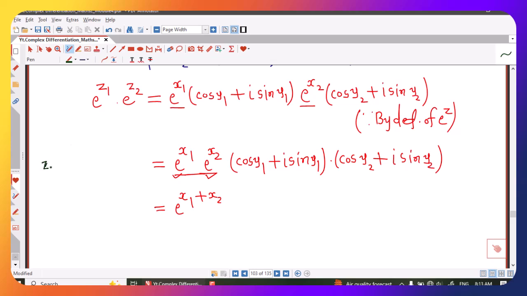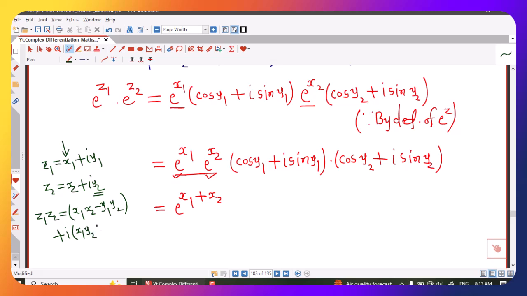Now to multiply these two, we recall the definition of product of two complex numbers. Suppose we want to multiply two complex numbers, say z1 equal to x1 plus i y1 and z2 equal to x2 plus i y2, then z1 into z2 is given by real part of z1 into real part of z2 minus imaginary part of z1 into imaginary part of z2 plus i times, here I consider real part of z1 multiplied with imaginary part of z2, that is x1 into y2, and then real part of z2 multiplied with imaginary part of z1, that is x2 into y1.